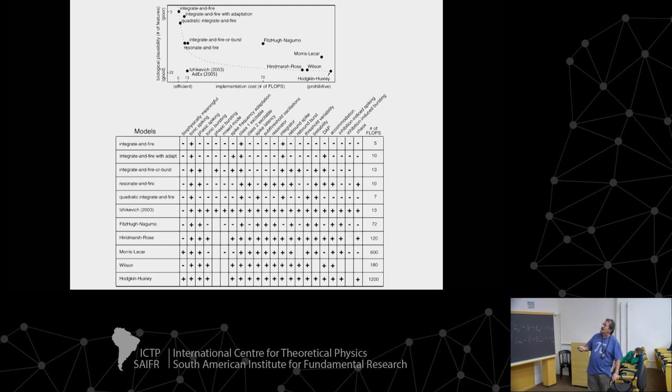And Izhikevich produced this slide here in 2003. I added AdEx here as well. It shows you the cost of implementation of a model and the biological plausibility, so the number of biological features captured by the model. You see the Hodgkin-Huxley model here is by far the most realistic one in terms of spiking behaviors, but at the time it was considered prohibitive, though nowadays it's possible to simulate. But anyway, it's a very costly model.